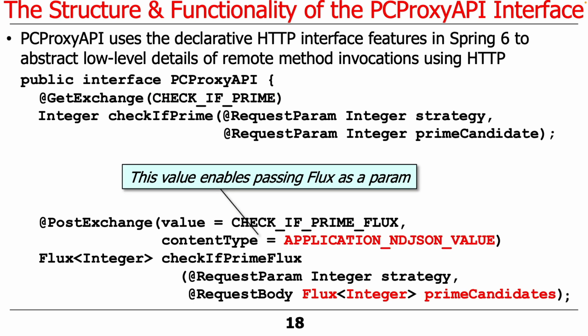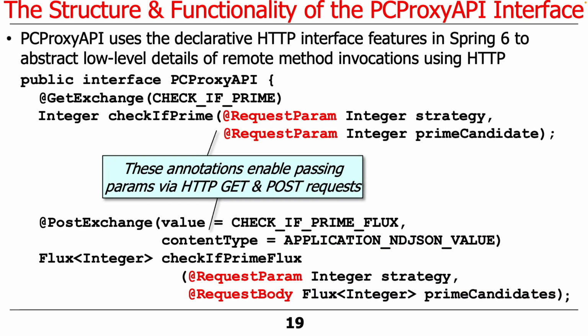And then this is the thing we have to put on the client side. So remember, on the server side, we had to mark the check if prime endpoint handler method as consuming the application ND JSON value. On the client side, using Spring 6 HTTP interface, you have to say this is going to use the content type application ND JSON value. At least this piece here, the application ND JSON value, is the same, whereas the name is a little different. So this is content type on the client, but consumes in the server. And if you don't do this, again, you can't send this parameter as a flux.